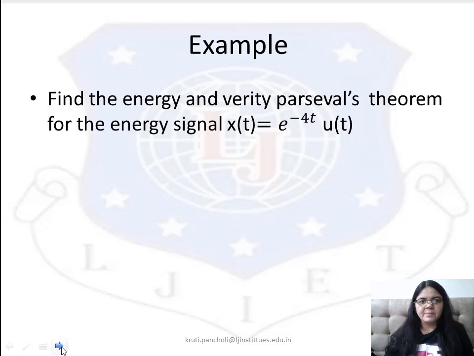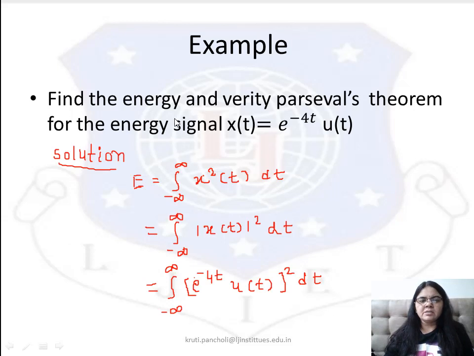The example is: find the energy and verify Parseval's theorem for the energy signal x(t) = e^(-4t) u(t). The simple way we can find the energy is by using the equation E = integral from minus infinity to infinity of x²(t) dt. For a real valued function, we can take the modulus of this. So it is the integral from minus infinity to infinity of |x(t)|² dt.